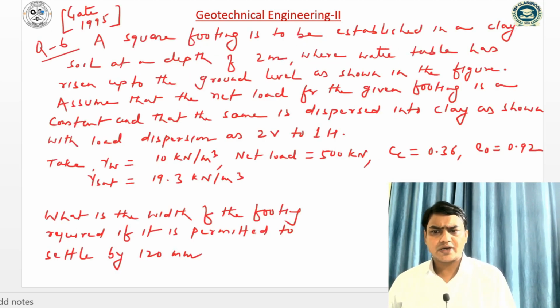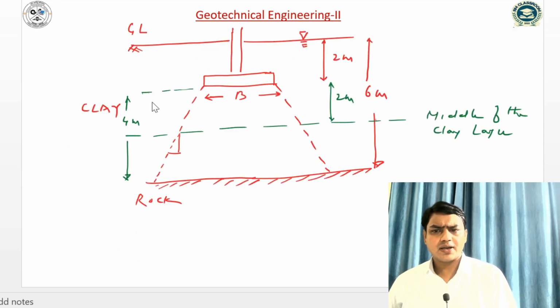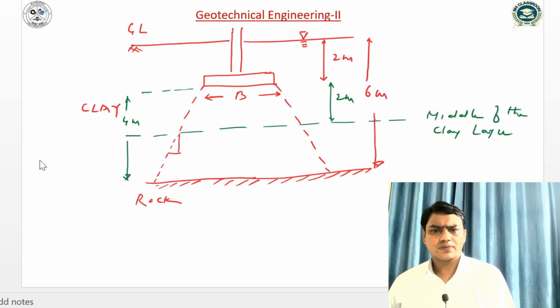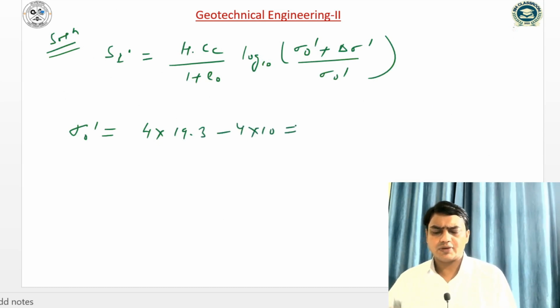because saturated unit weight is given and the position of water table is at the ground surface. So sigma 0 dash is equal to 2 into 2. So it will be 4 into 19.3 minus 4 into 10. So it will be 4 into 9.3. So it is coming 37.2 kilonewton per meter square.